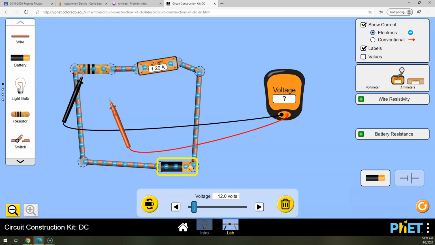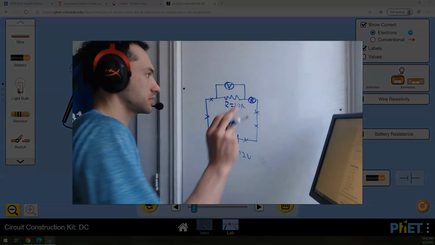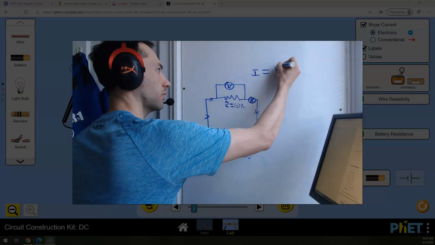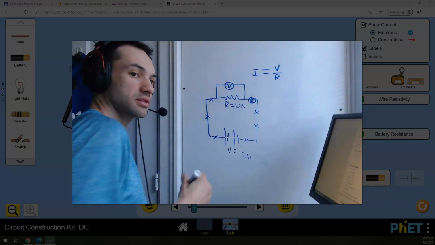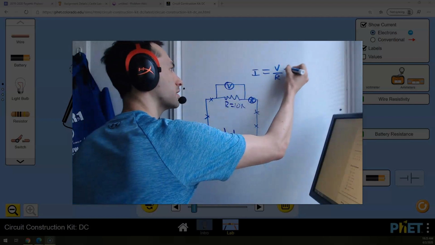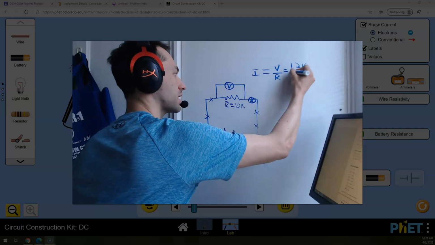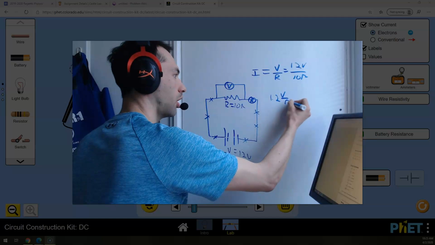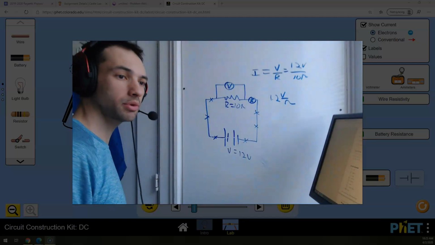So I come back and I do a little calculation and I say, okay, maybe I want to know the current. Current is going to be voltage divided by resistance. This is just on your reference table, you have this equation. I'm rearranging it. So I take my 12 volts and I divide by 10 ohms and I get 1.2 volts per ohm. Totally acceptable unit.